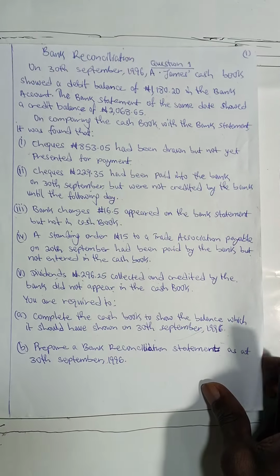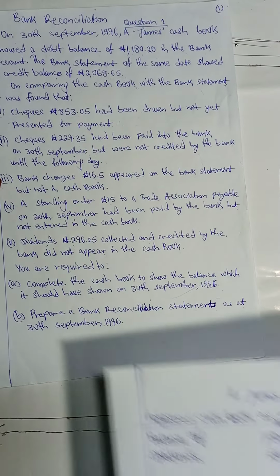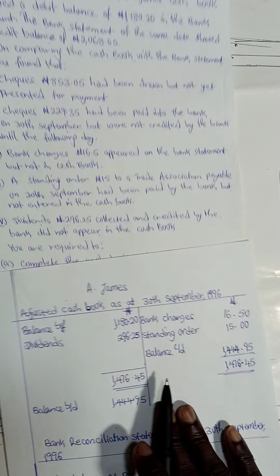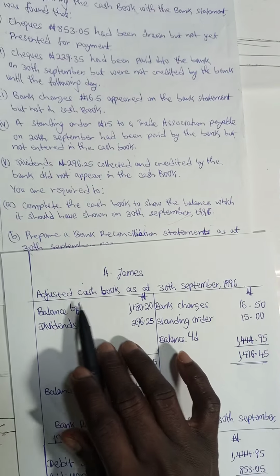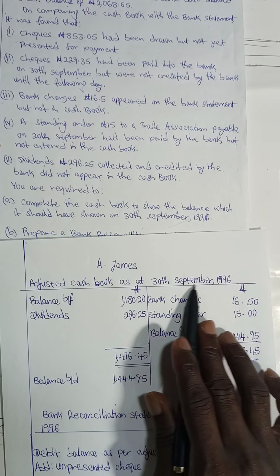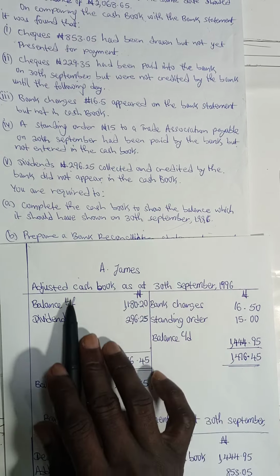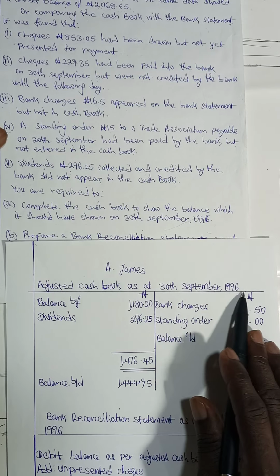So we have the solution here, a ready-made solution. We've prepared that already. If you check it, the first thing we need to do is the adjusted cash book. This is the adjusted cash book as at 30th September 1996, and the name of the owner of the account is JAMB. Adjusted cash book as at 30th September 1996.